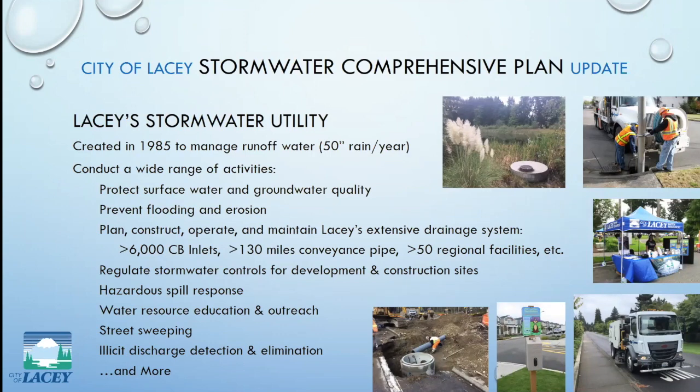So our stormwater utility, we get a lot of rain here in Lacey. We average about 50 inches total depth per year. So if you can imagine, if it hit all at once, that'd be 4-foot depth of water everywhere in town. So that's a lot of water to deal with.